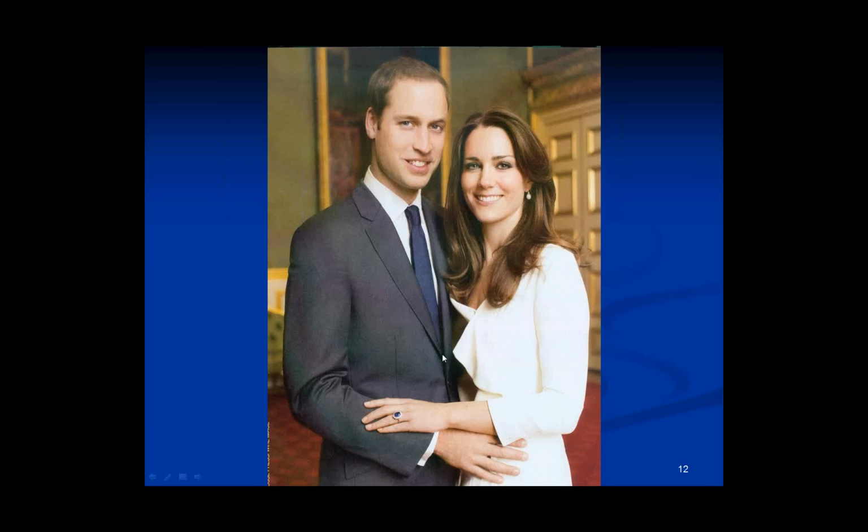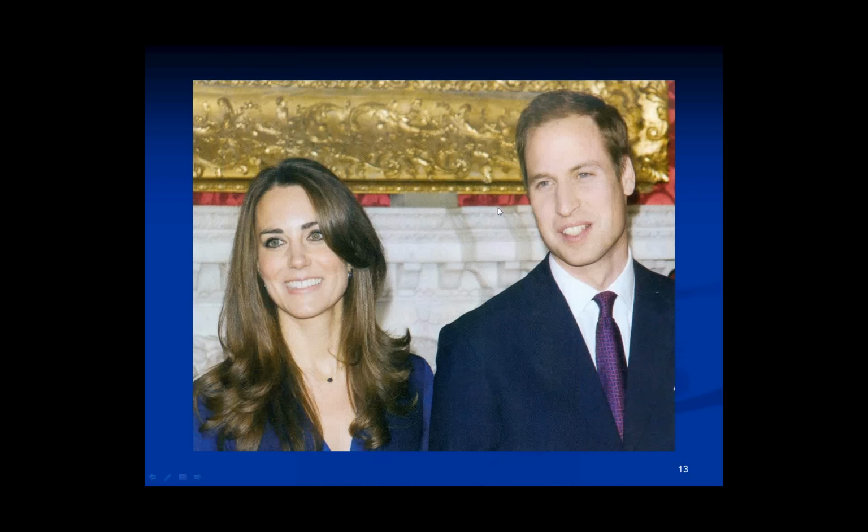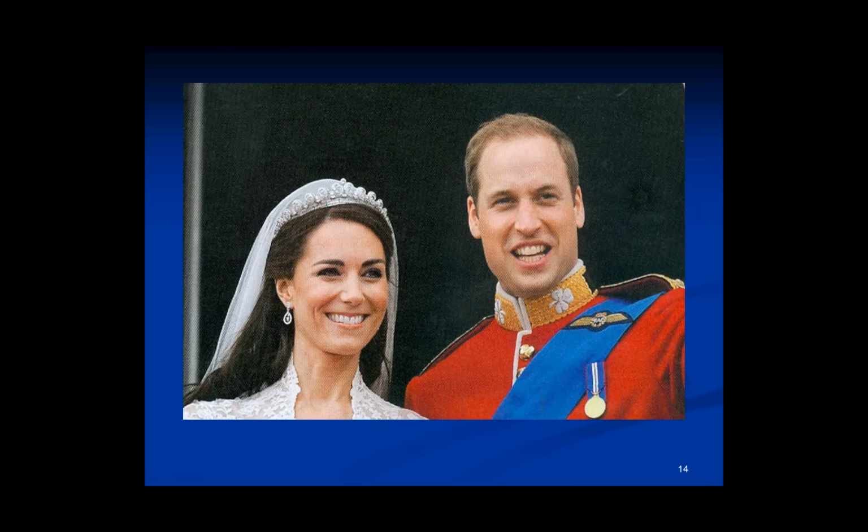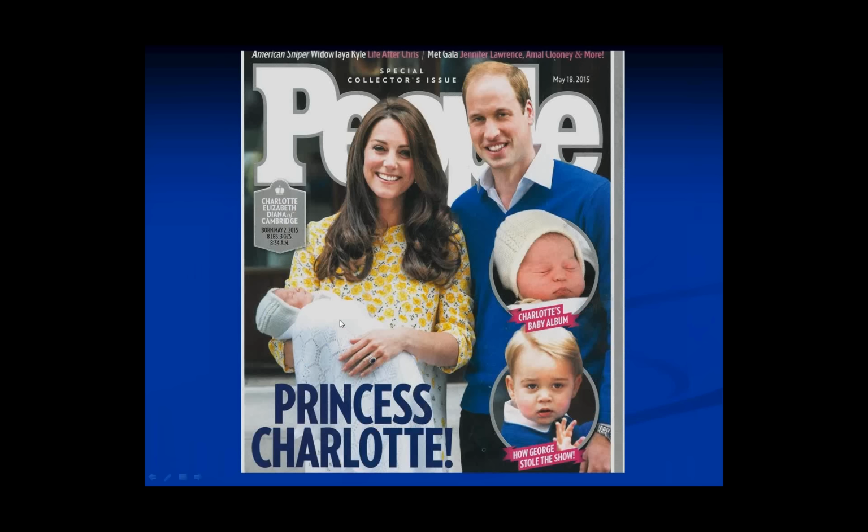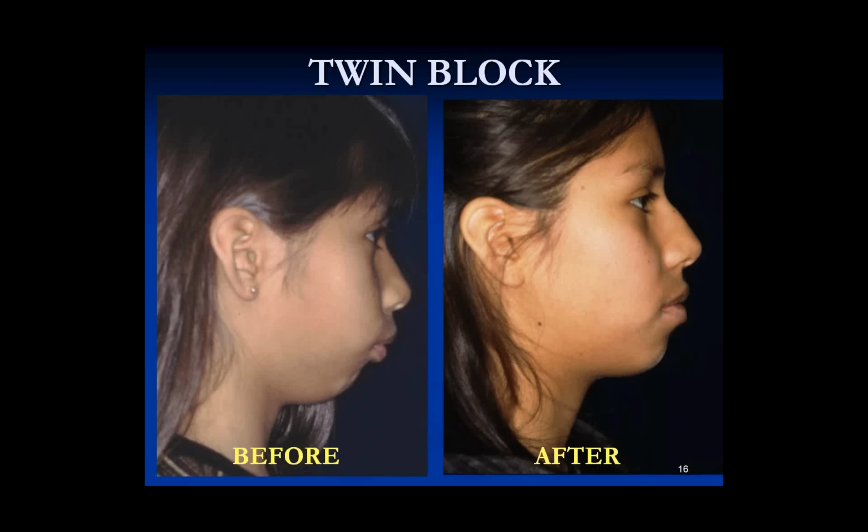Now here is William and Kate, and you can see William has a very narrow smile, and Kate has a beautiful broad smile. And there's another picture, and it's particularly this one you can see. Look at the dark corners of his mouth here. He's had bicuspid extractions, and Kate has not. And here's the newest picture of their new baby in People magazine, and you can see he's got a beautiful broad smile. And I think what you want to do is make sure you develop the arches and don't extract teeth.